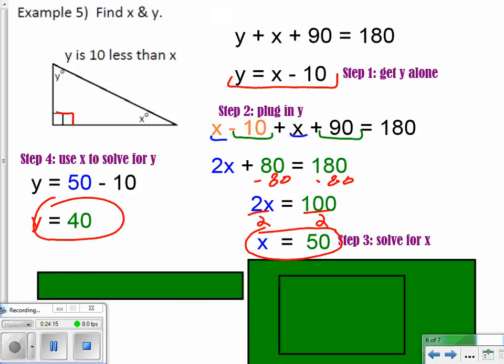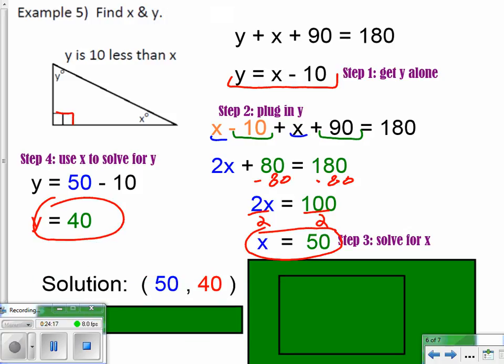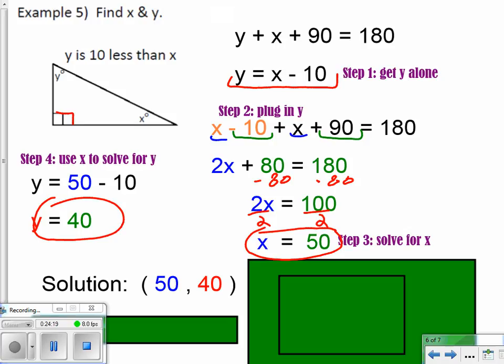Move that piece out of our way. Our solution then would tell us that x is 50 and y is 40. So our coordinate point, if we were to graph these two equations on a grid or as lines, this would be the spot where they both converge or they both intersect. It's at the spot 50, 40. And that's going to wrap it up for substitution.